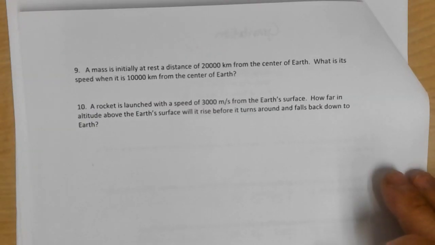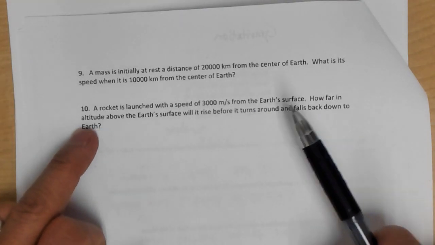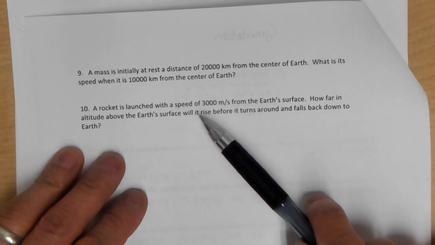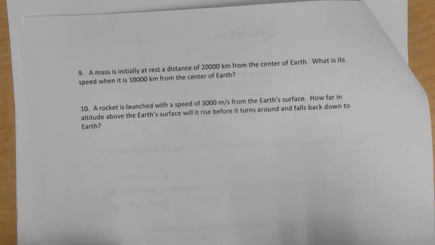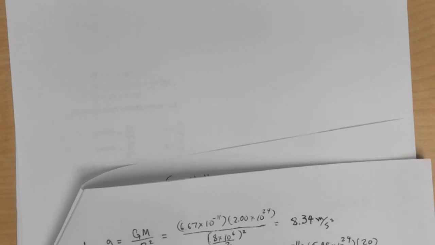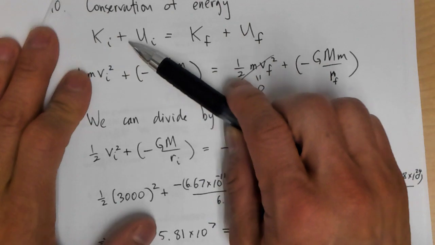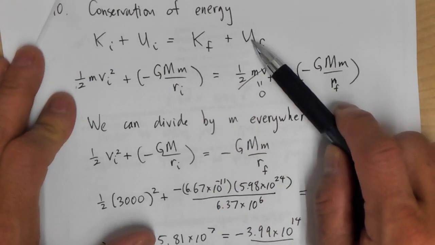Now, for the very final problem, a rocket is launched with a speed of 3,000 meters per second from the Earth's surface. How far in altitude above the Earth's surface will it rise before it turns around and falls back down to Earth? Again, this is a conservation of energy problem. K initial plus U initial is equal to K final plus U final.